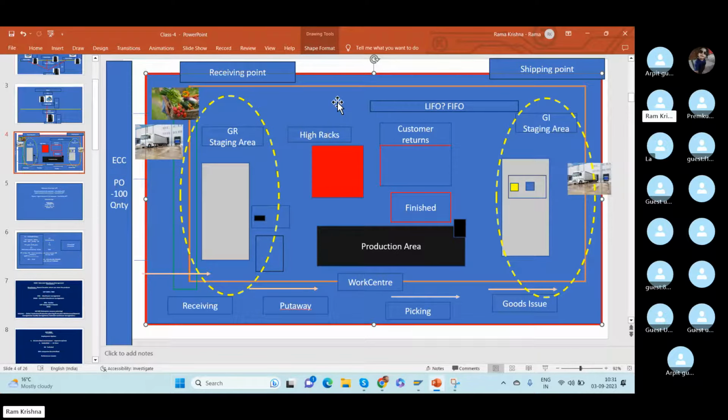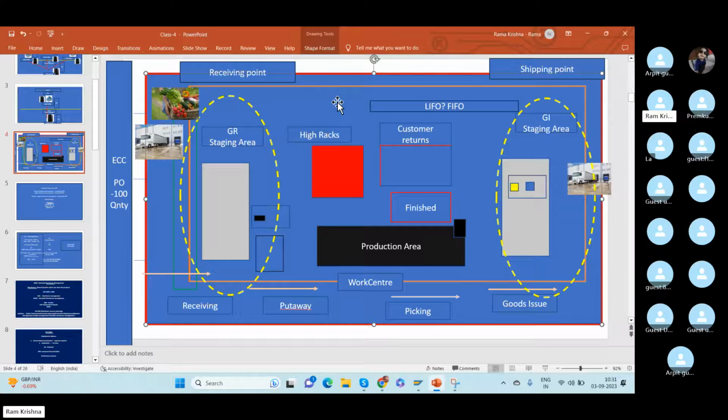Normally, a subcontracting vendor will send semi-finished products generally to the plant. Okay, don't go that way. Tell me, you're receiving only the raw materials, something.